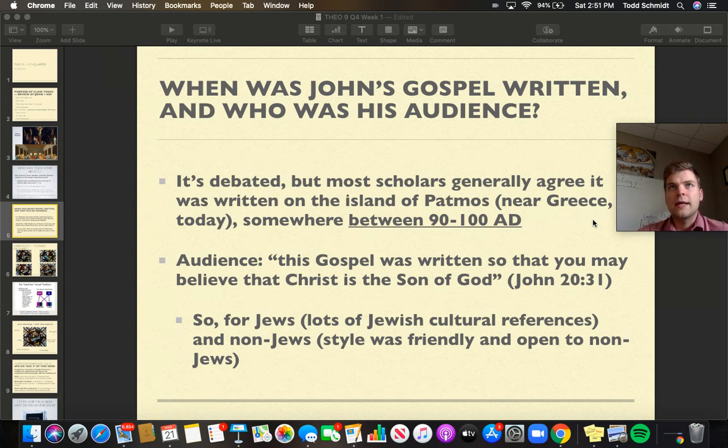John was writing it for people who were Jews and weren't quite sure whether Jesus was the Lord, and for the larger Mediterranean world, who most of them weren't even Jews at all. So they needed to learn about who this Jesus was. There are cultural contexts for Jews in there, but there are also styles that were more friendly to, for example, Samaritans. The story of the Good Samaritan is a story that's unique to John's gospel. So that's a little bit about his audience and when his gospel was written.